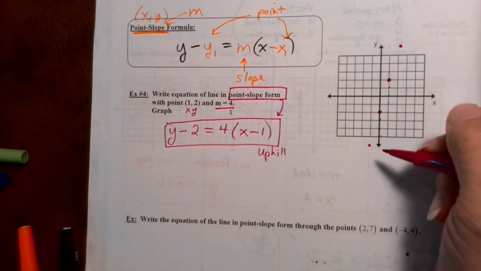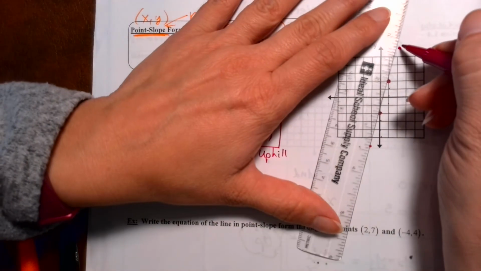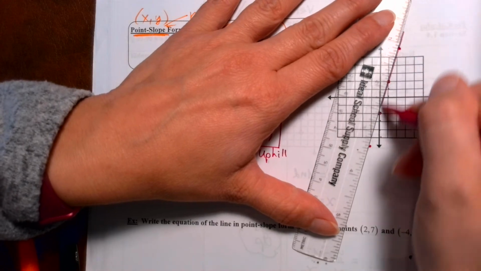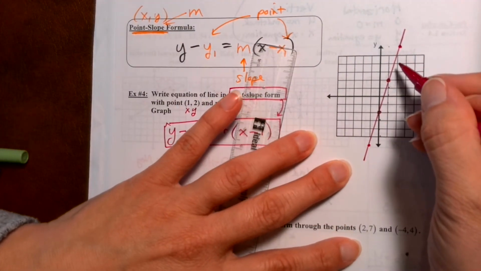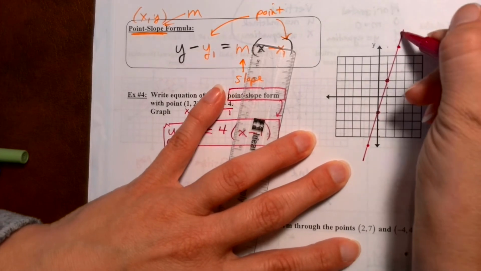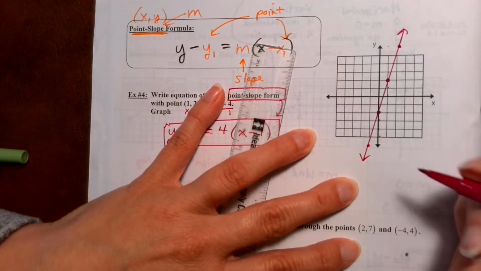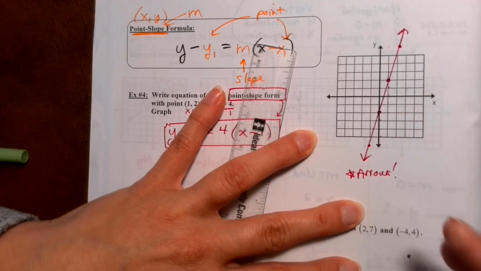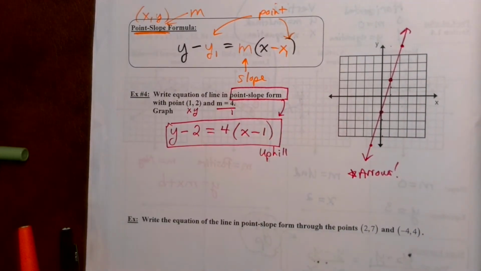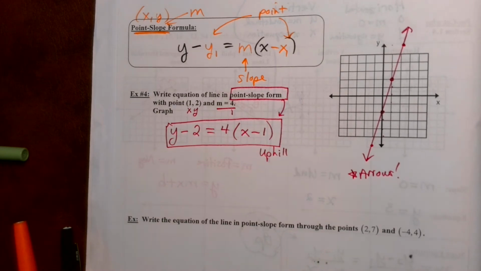So when you draw your line, make sure it's nice and straight, and it goes farther than these points. Just because the graph paper ended doesn't mean your line ends. You must put arrows on your line. Arrows. We're not drawing segments from geometry, we're drawing lines.